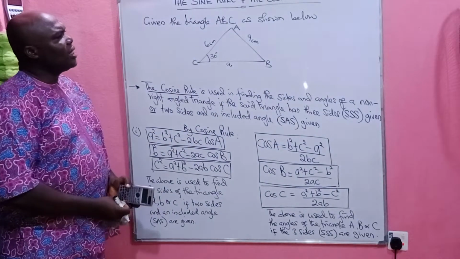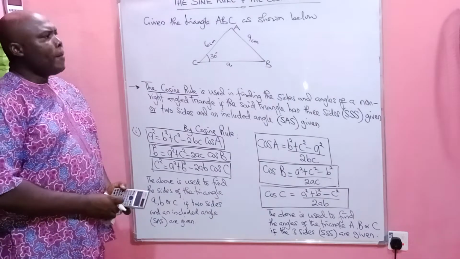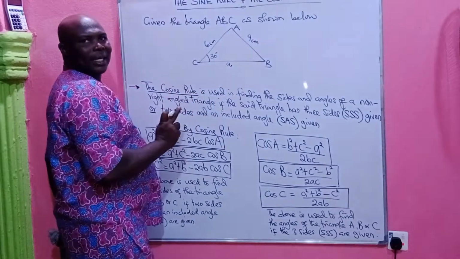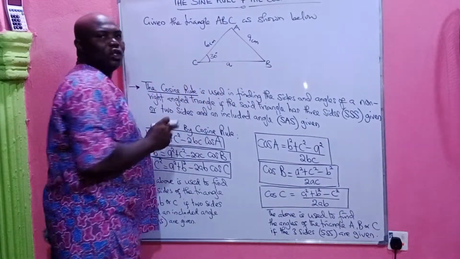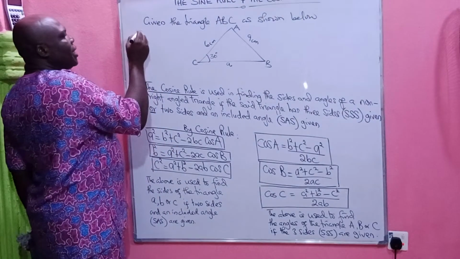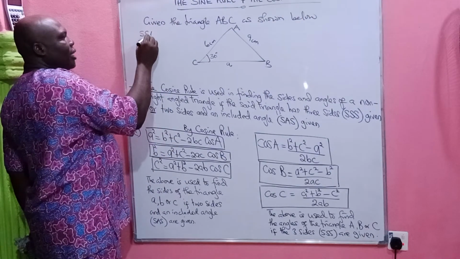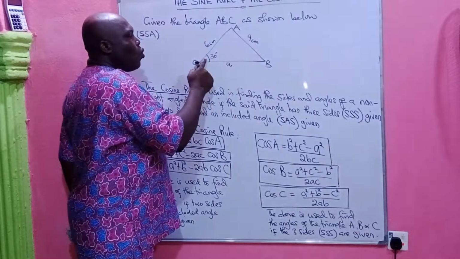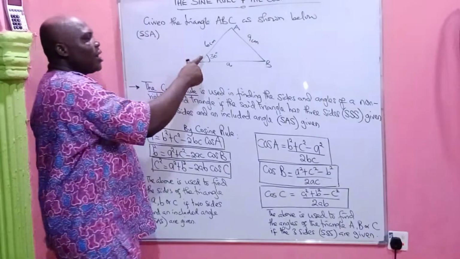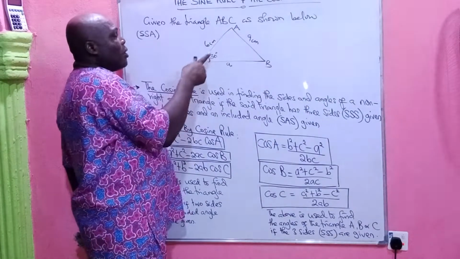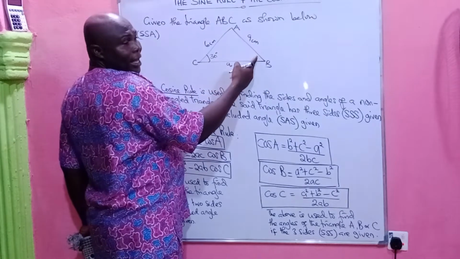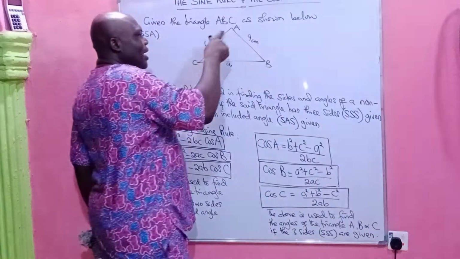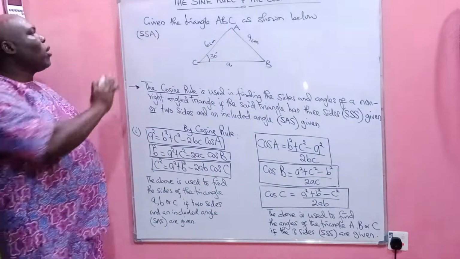Now, if you look at this, you see that two sides were given, but not the included angle. Two sides and one angle are given, but note that the angle is not in between. So the condition here is SSA. Why? Because we have two sides and one angle given, but the angle is not in between. The angle is either here or here, but not here, because if it is here, the condition changes. It becomes SAS. But what we have here is SSA.